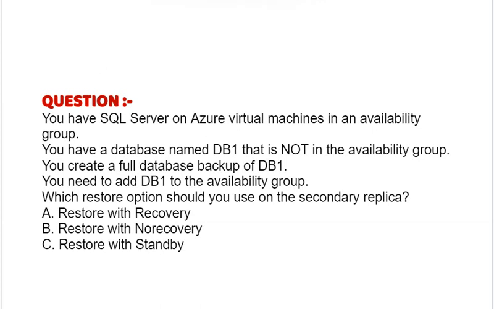Our next question is, you have SQL Server on Azure virtual machines in an availability group. You have a database named DB1 that is not in the availability group. You create a full database backup for DB1. You need to add DB1 to the availability group. Which restore option should you use on the secondary replica?